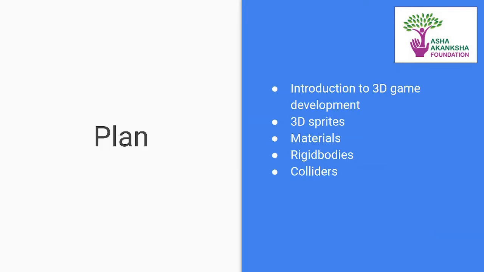In today's video, we'll start an introduction to game development in 3D, and we'll learn about 3D sprites, how to apply materials to these sprites, how to create those materials, and how to apply rigid bodies, colliders, etc., and control a game object in 3D. So it's going to be pretty interesting. Hope you have fun.